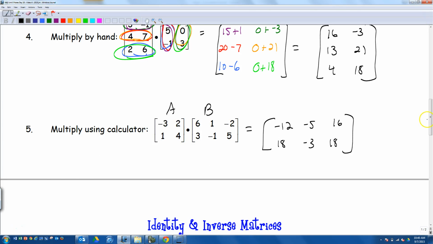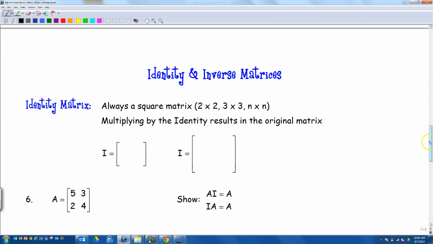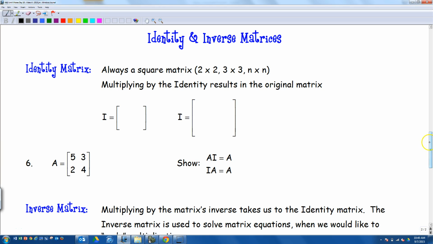Okay. So, an identity and inverse matrix. We have already talked about what an identity property is and an inverse property. The identity matrix for a 2 by 2 is 1, 0, 0, 1. And for a 3 by 3, it's kind of the same thing: all the ones are on the diagonal.